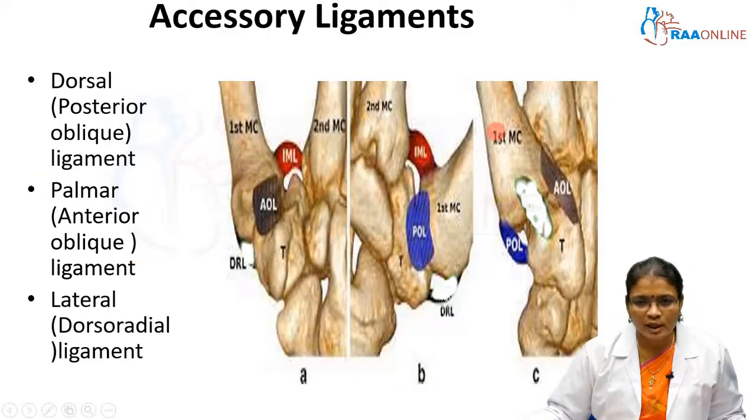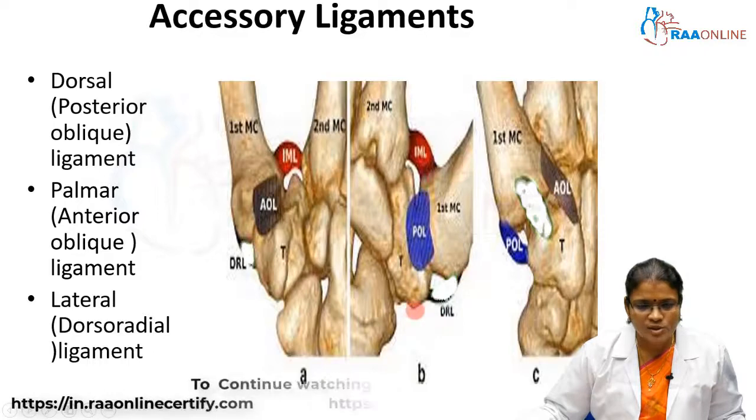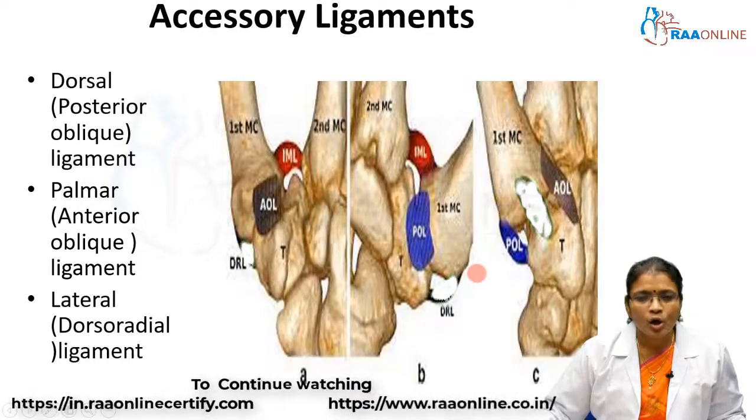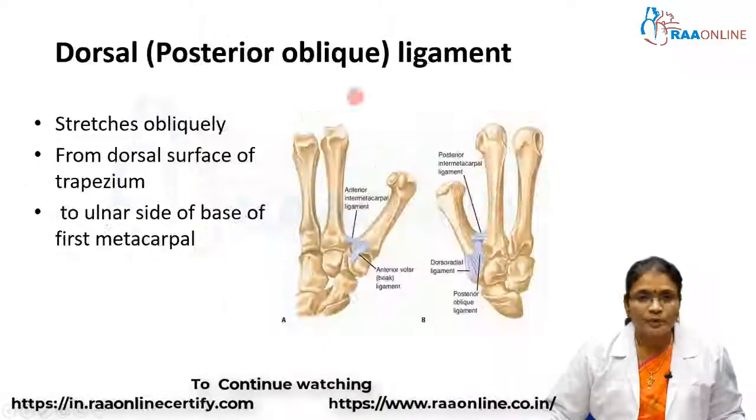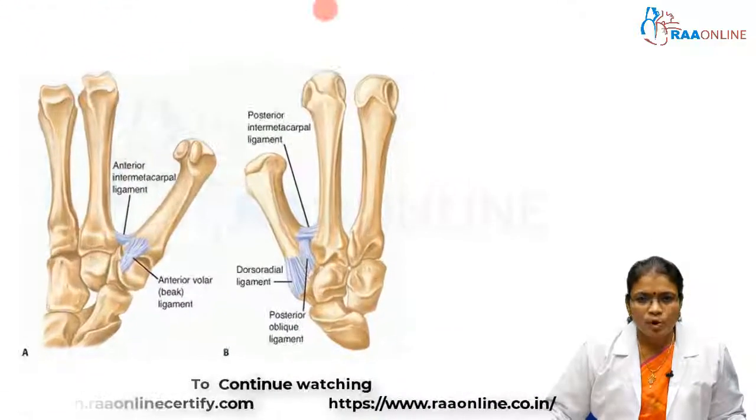Okay, so we have read the dorsal ligament and the palmar ligament. Now coming to the lateral ligament. Lateral ligament will be on the lateral aspect of the joint. This is the joint between trapezium and the first metacarpal. Between the lateral aspect of the trapezium and the lateral margin of the base of the first metacarpal, there is a ligament which is called the lateral ligament or otherwise called the dorso-radial ligament.